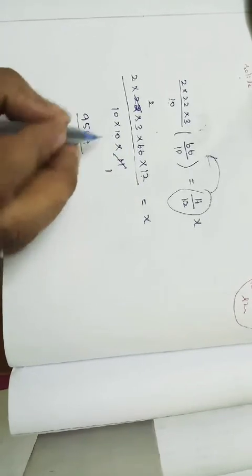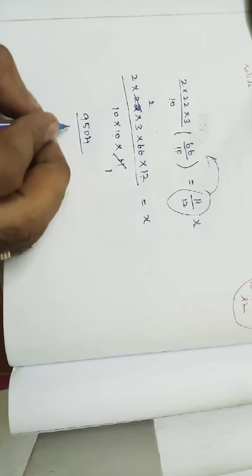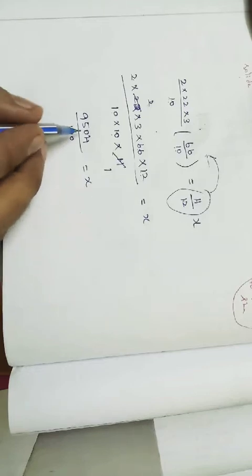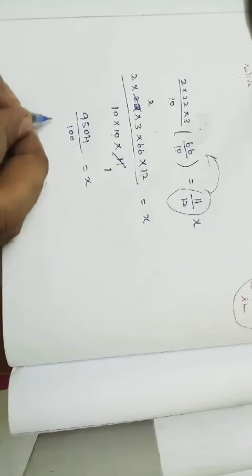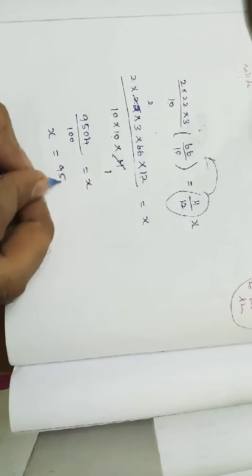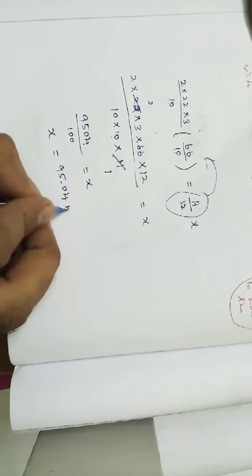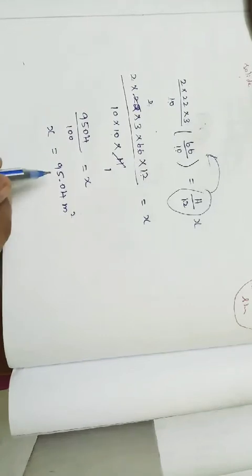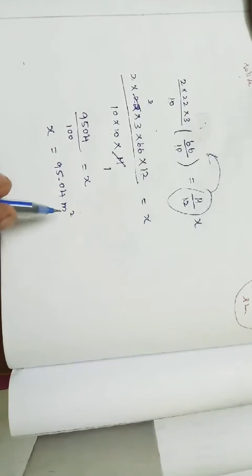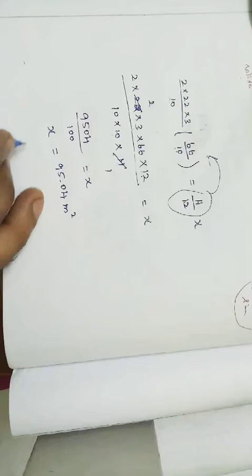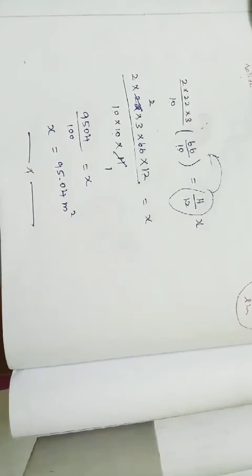9504 divided by 10 into 10, which is 100, is equal to X. So dividing by 100, 2 digits from the end we put a point. So X is equal to 95.04 meters square. Therefore 95.04 meter square area of steel has been used, right? That's all.